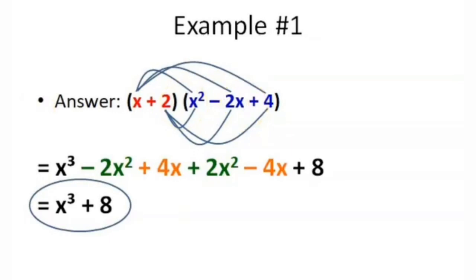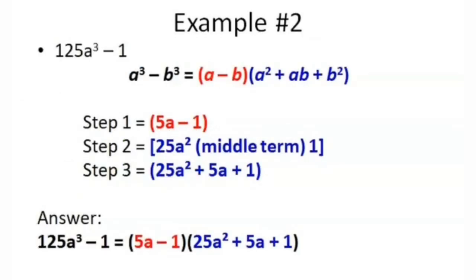So, let's go to our next example. We have 125a cubed minus 1. So, this is now a difference of cubes. Kasi nakikita natin dito yung operation na subtraction or minus na sign. So, for our special formula, ito po yung gagamitin natin. A cubed minus b cubed is equal to quantity a minus b times quantity a squared plus ab plus b squared. So, first step, get the cube root of each term. Diba? Yan yung step 1.